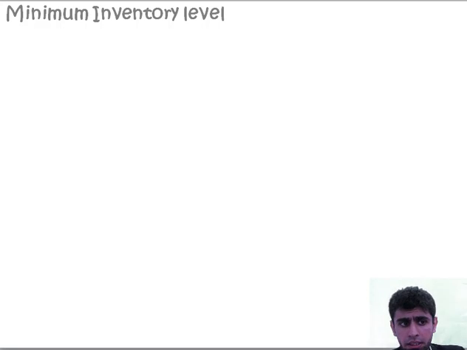If we do not have inventory at that time, what will happen? Business will lose customers, business will lose sales, and that is a loss to the business. So in order to avoid that situation, we want to make sure business has a certain amount of inventory maintained all the time, right? So that's minimum inventory level.